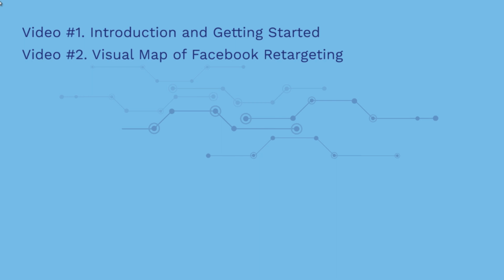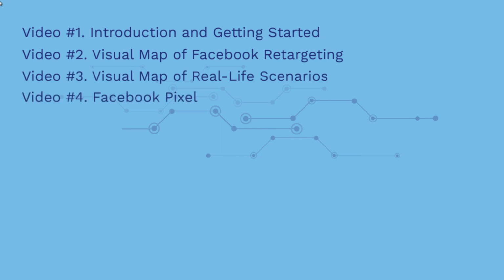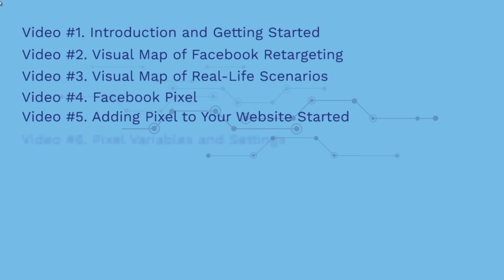So once I show you the basics via a visual map, that's when we show you some real life examples in video number 3. Of course, in video number 4, I'm going to talk about the Facebook pixel, what it is, why it's important, and how it's used. And from that point, we'll move to video number 5 and talk about how to add the pixel to your website, whether you're using WordPress, ClickFunnels, Lead Pages, or any other landing page builder.